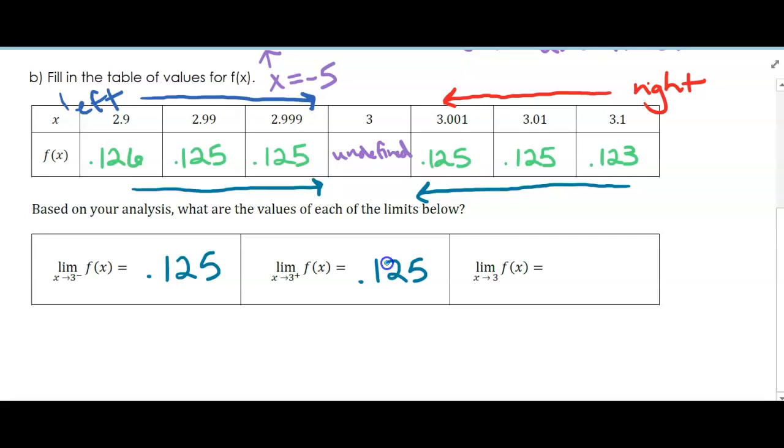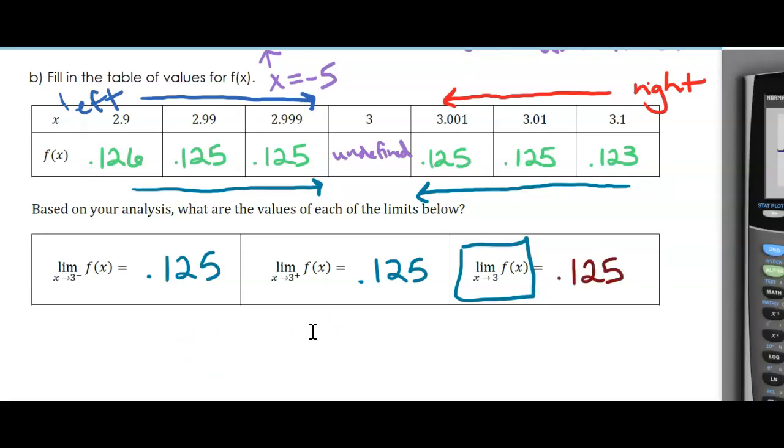And based on what we learned yesterday with the limit existence theorem, if the limit from the left is equal to the limit from the right, I want you to tell me what that means, specifically for this limit we have here, this third limit. Yeah, according to the limit existence theorem, if the limit from the left is equal to the limit from the right, that means my general two-sided limit, in this case, as x approaches 3, it exists and it is equal to that same value. So the limit as x approaches 3 of f of x is 0.125.